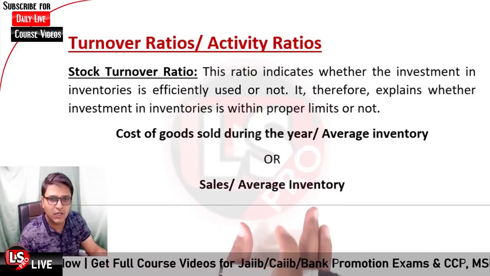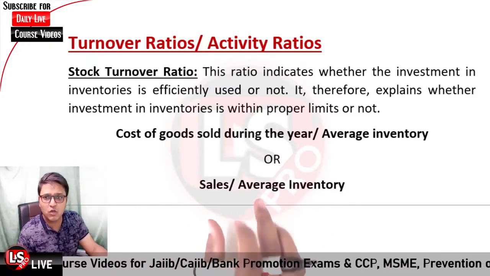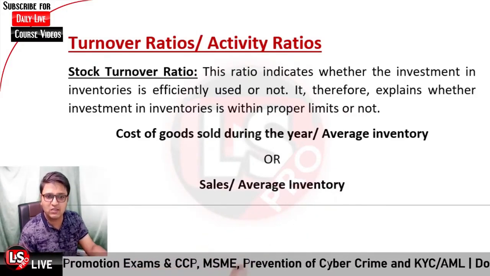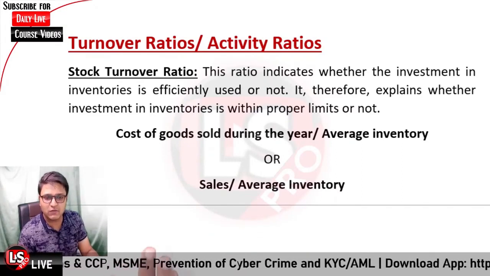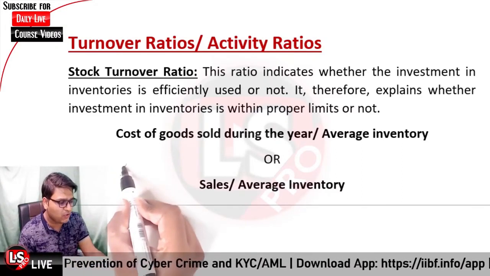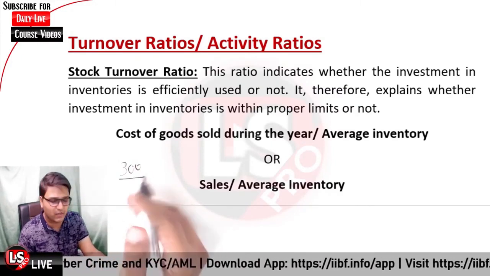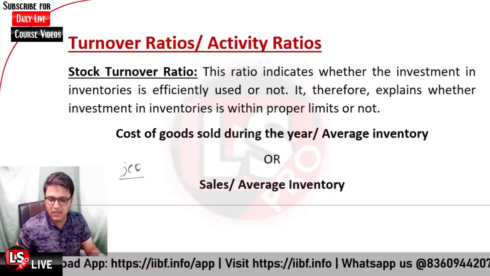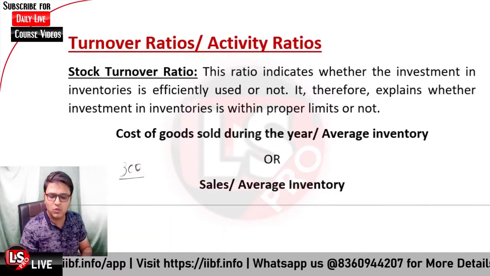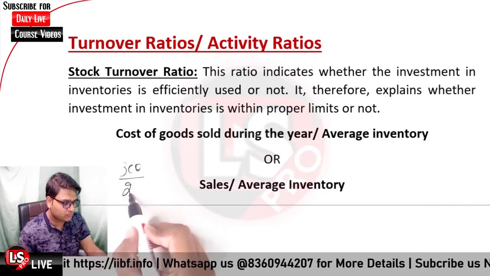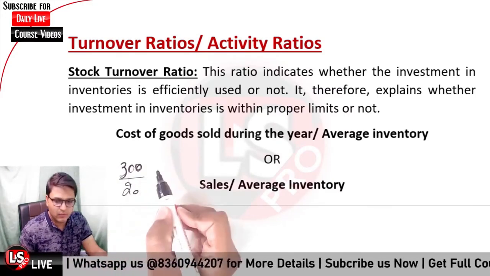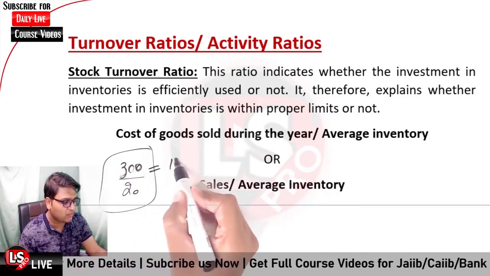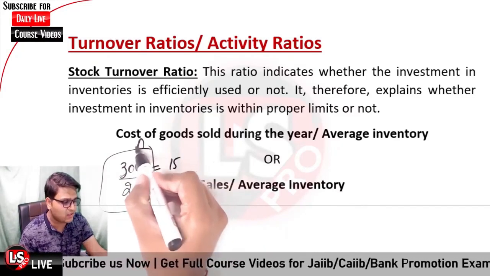Now what does this stock turnover ratio signify and what would be the trend regarding it? First of all, let me tell you its significance. If you have made sales of 300 and let us say the average inventory that you have is equal to 20, what does it signify? What is your stock turnover ratio in that case? It would be equal to 15. Let us say it is the case of the ABC firm.